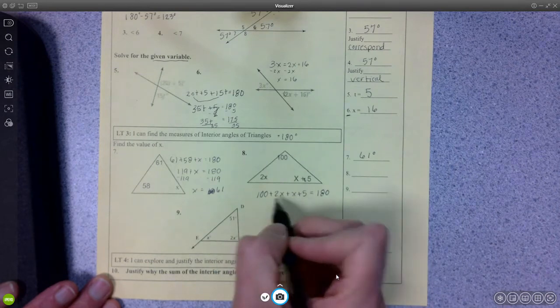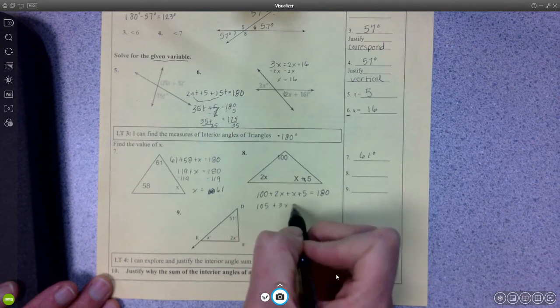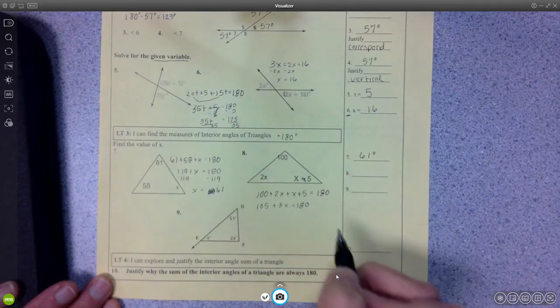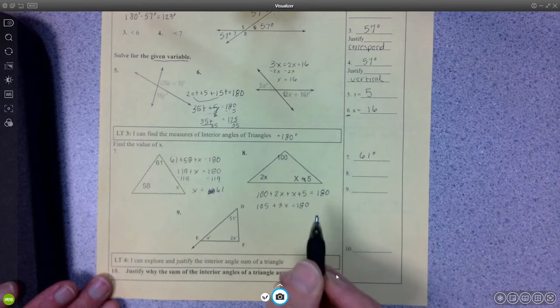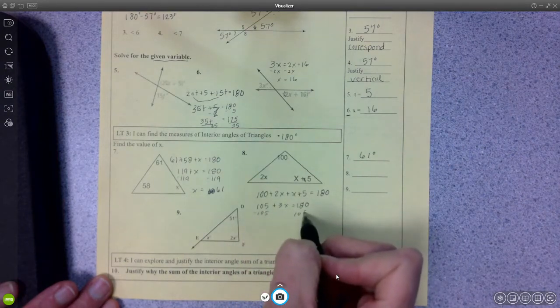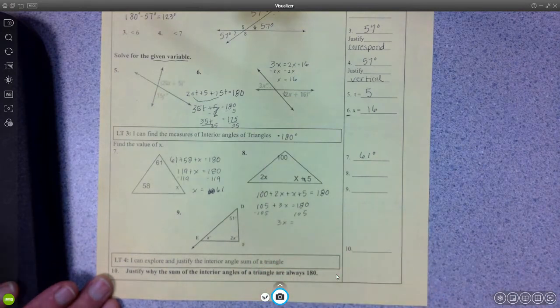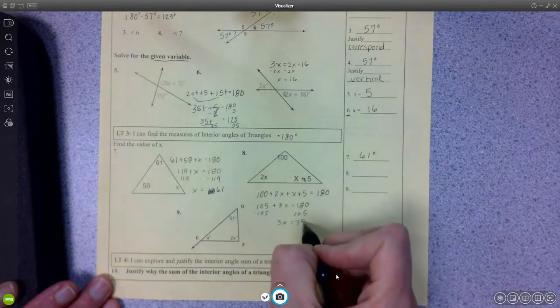And we're going to combine our individual numbers, and we are going to solve for x. So subtract 105 from each side. We'll have 3x equals, and we take 180 minus 105, and we're going to get 75. We break that up into 3 parts. X is 25.